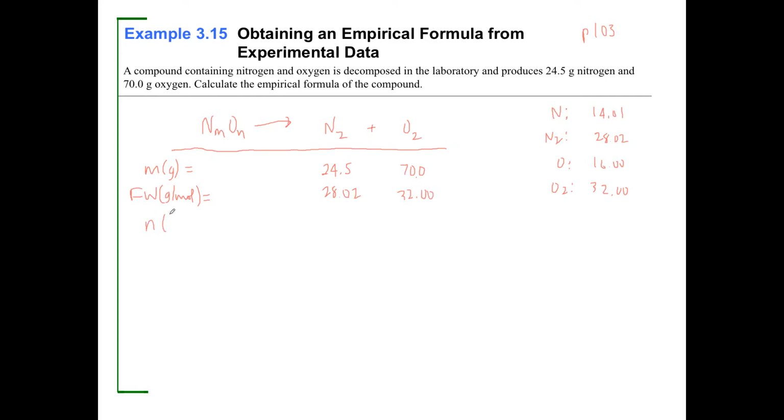Okay, and so the moles, right? You can see if I take grams and divide by grams per mole, the grams will cross off and I'll be left with moles. So I'm going to take this and divide it by that. And that comes out to be 24.5 divided by 28, 0.875, and oxygen is 70 divided by 32. Comes out to be 2.1875.